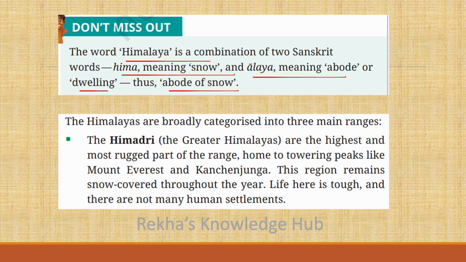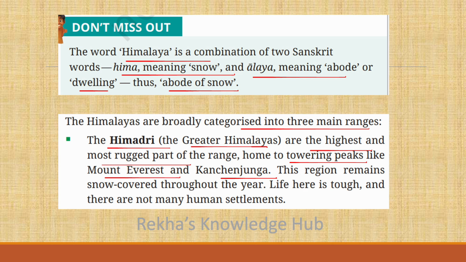The Himalayas are broadly categorized into three main ranges: Himadri, Himachal and the Shivalik Hills. The first one is the Himadri. The greater Himalayas are the highest and most rugged part of the range, home to towering peaks like Mount Everest and Kanchenjunga.